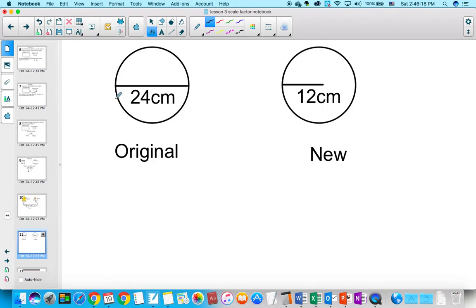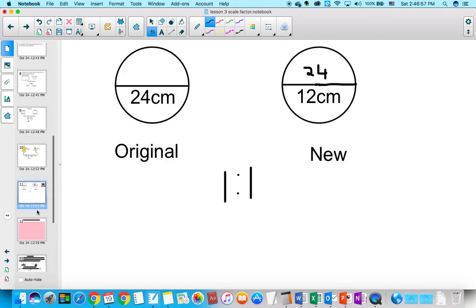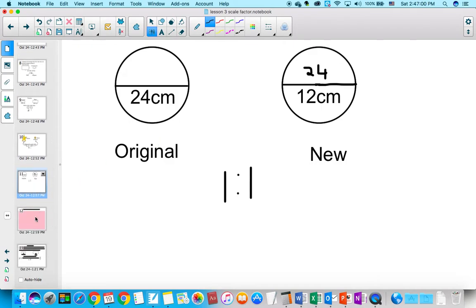The original circle is 24 centimeters across, right, and the new one has a radius of 12 centimeters. Now, if you know the difference between radius and diameter, you know that, sorry, it's not perfect because the line doesn't go all the way, but the radius is halfway across. So if it's 12 halfway across, then it's 12 the other way across, which means it's also 24 across. So that means that the original has the same size as the new one. So you would say, okay, well, it's 1 to 1 because they're the same. They are equal. And that's it. That was a tricky one, so hopefully you don't fall for that.